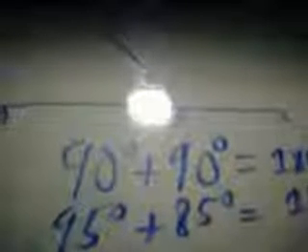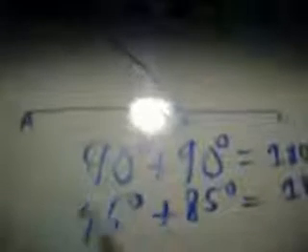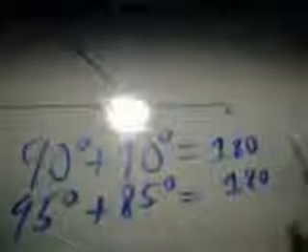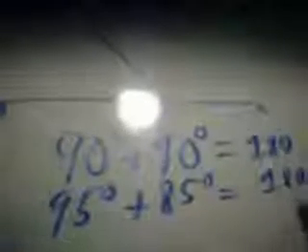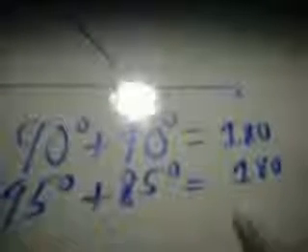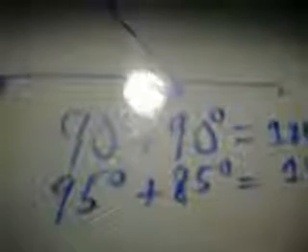Let's say, hypothetically, this was 90 degrees and this was hypothetically 90 degrees. Now, obviously they're not, but let's go hypothetical for a second. 90 degrees in one angle plus 90 degrees in another angle comes up with 180 degrees. Now, more realistically, let's say that this was 95 degrees and this was 85 degrees. Well, 95 degrees plus 85 degrees comes up with 180 degrees.